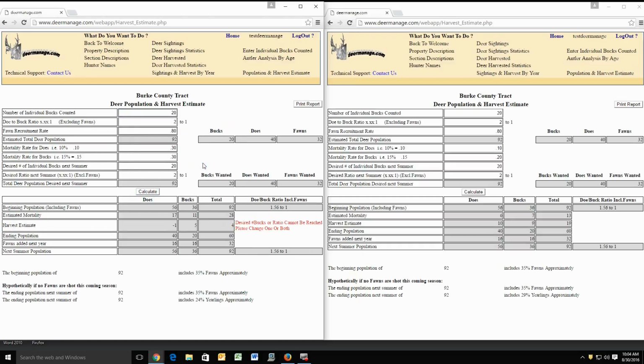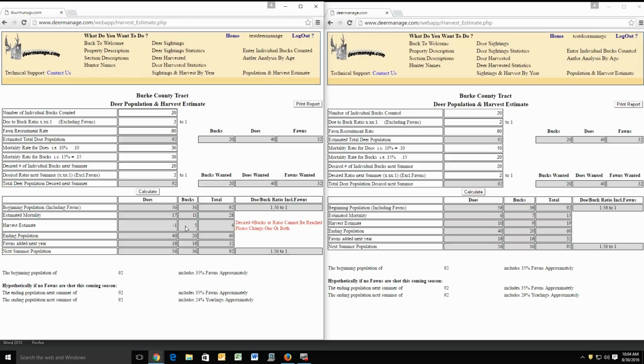affects the numbers below. So suddenly when we come below, because of that high mortality, you can see that they're going to lose approximately 17 does to natural mortality, 11 bucks, for a total of 28 deer lost to natural mortality. Now if we look at the harvest estimate, we can see under does it's got a -1. That's not good news. It means we really can't shoot any does. We can shoot a handful of bucks. But what's going to happen here is we really shouldn't shoot any does.